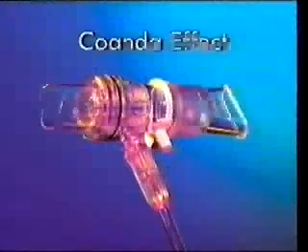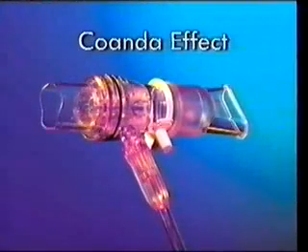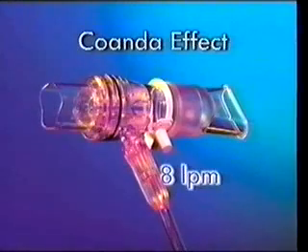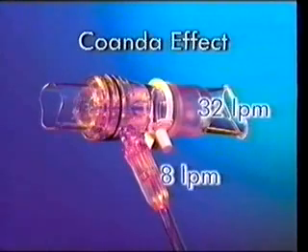EzPAP utilizes the Coanda effect. That is, the gas source going into the unit is amplified approximately 4 times. For example, a flow of 8 liters per minute would deliver approximately 32 liters per minute to the patient. This amplified flow creates a positive airway pressure throughout the patient's breathing cycle. The expiratory resistance provides PEP therapy to further splint open the airways and reinflates the alveoli through collateral ventilation.